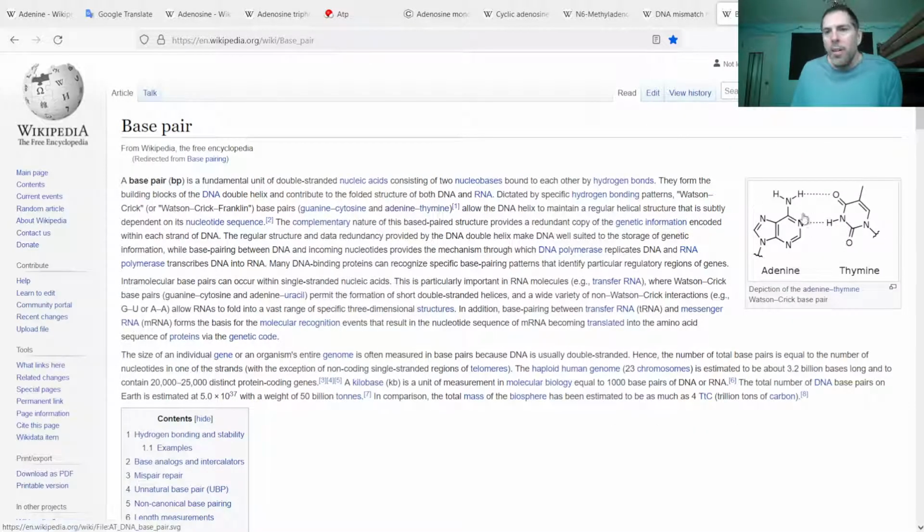So you can just see here adenine forming hydrogen bonds with, in this case, thymine in DNA.